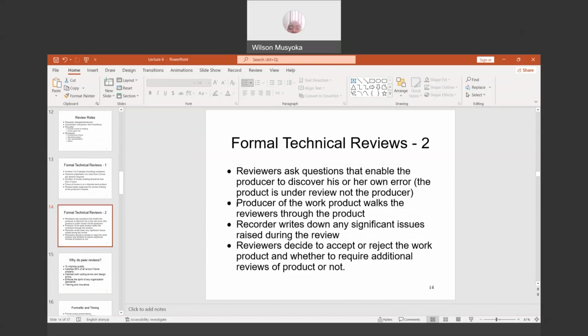And then the producer, or the developer of the work, walks the reviewers through the product and how it works. A recorder will be writing down any significant issues during the review, and then the reviewers are going to decide either to accept or reject the work product, and whether to require additional reviews of the product or not.